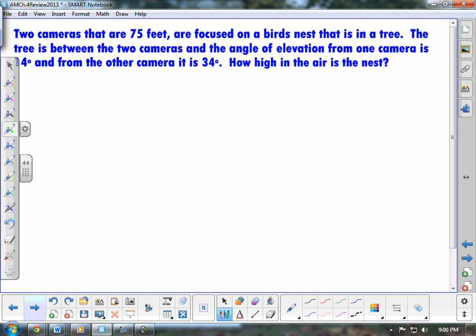Our last one, probably the most difficult one you'll see. It says two cameras that are 75 feet apart are focused on a bird's nest that is in a tree. The tree is between the two cameras. So we have a camera here and a camera there, and the tree is somewhere in here. And they're all in the same line. And up here is the bird's nest.